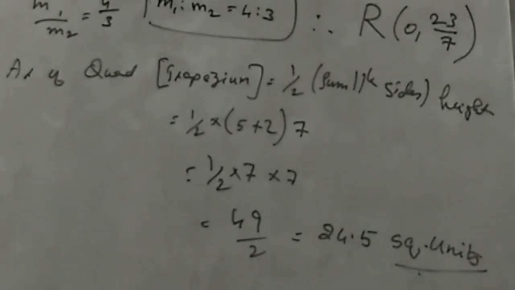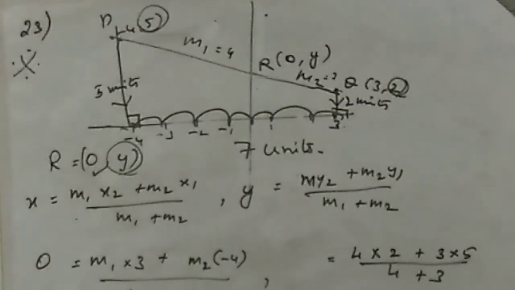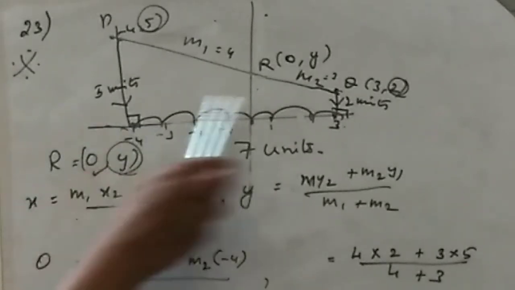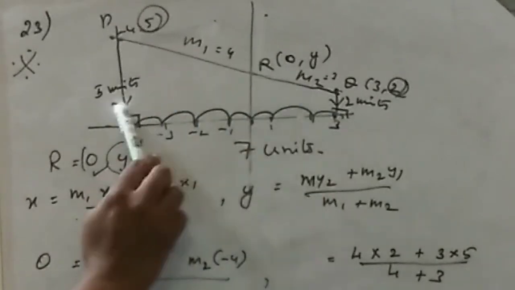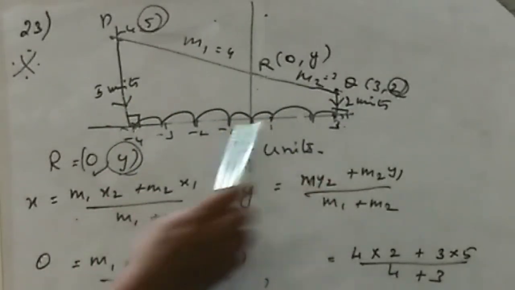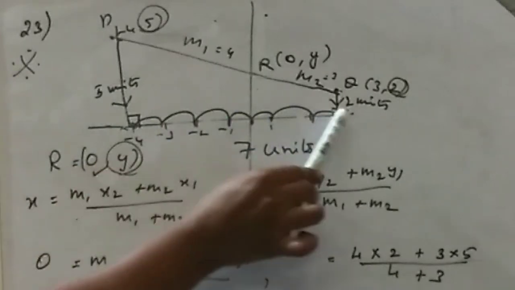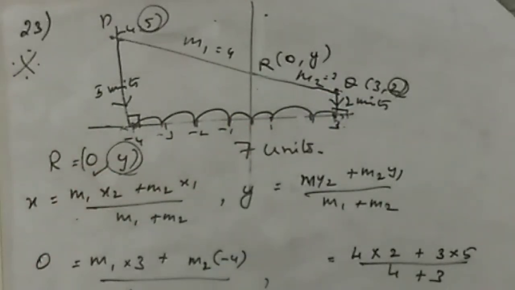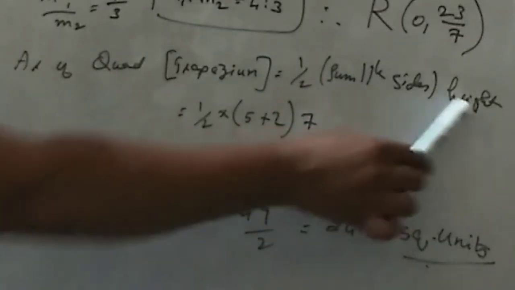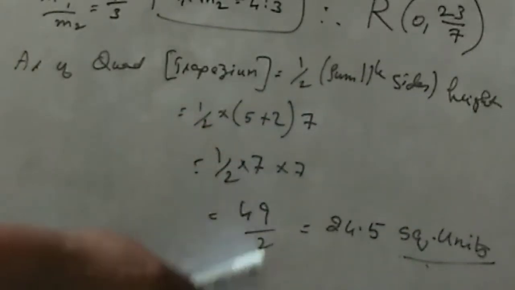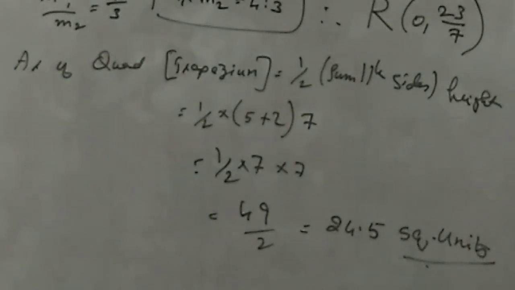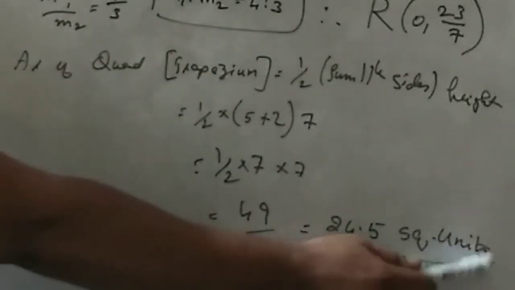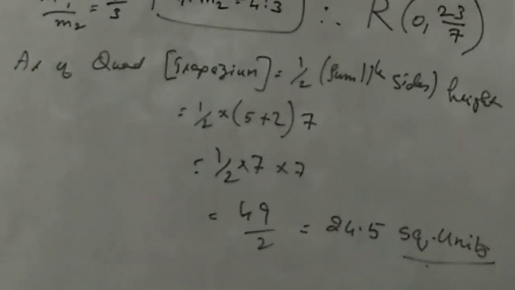Now, third part, they ask you to find out the area. Just to see this figure, what is this figure? Quadrilateral, trapezium you will get. You know these two sides are parallel, and this will be acting as the height. So the length of the parallel sides is 5 units and 2 units. Half into sum of the parallel sides into height. Half into 7 into 7 and you got 49 upon 2. That is 24.5 square units. That's all.